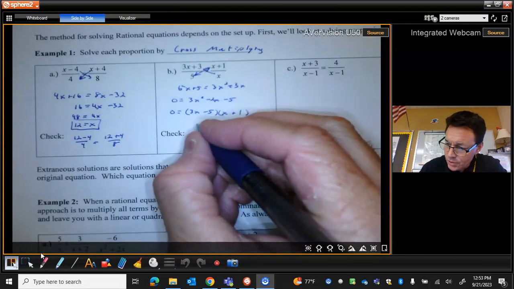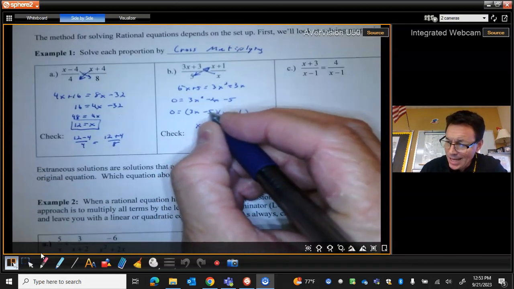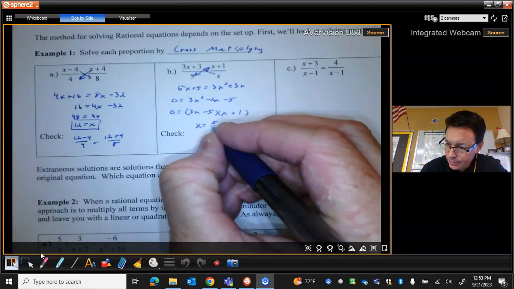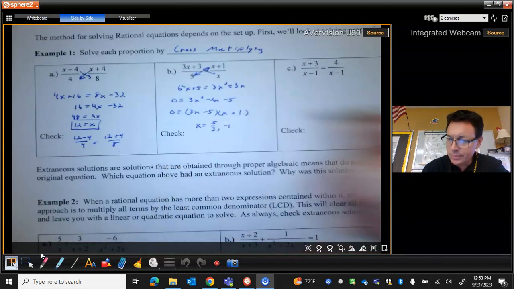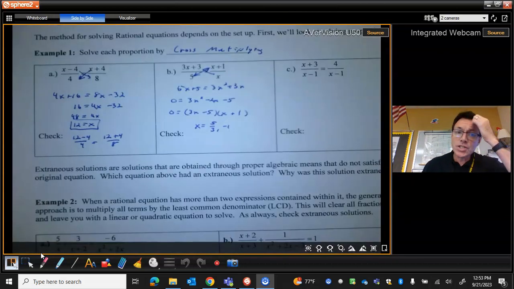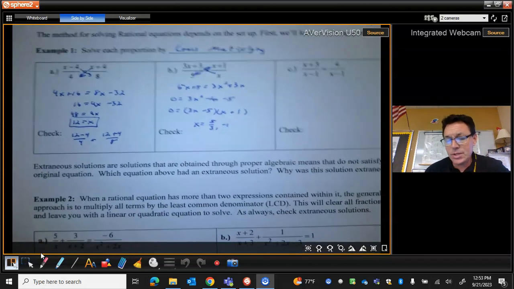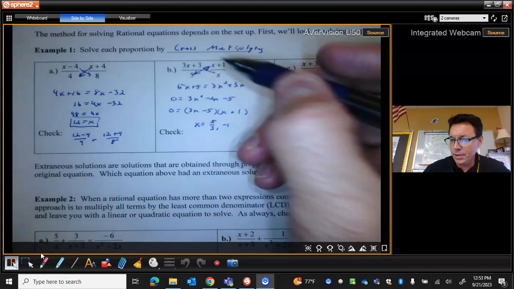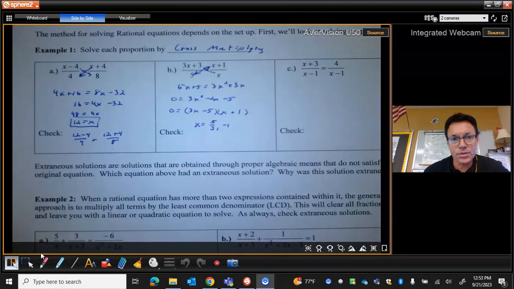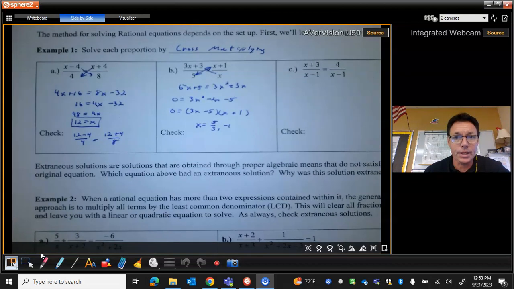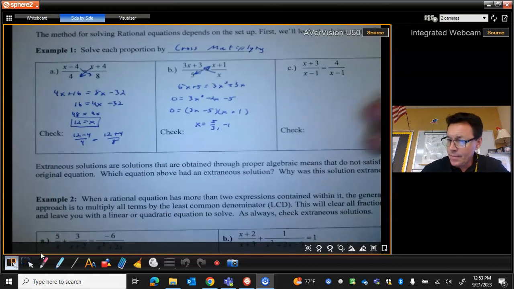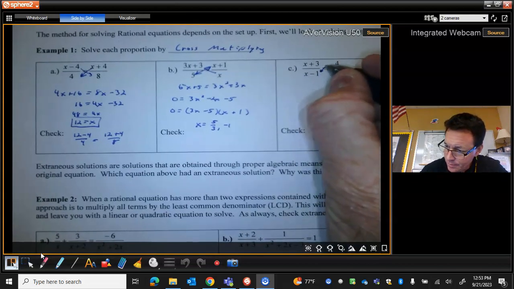So my answers are positive 5/3 and negative 1. Now, if you're going to check that, the negative 1 checks pretty easily. The 5/3, that'd be a little bit more work to try to put a 5/3 in for that x and a 5/3 in for that x, but it does work, okay? Now, next one, again, cross multiply.